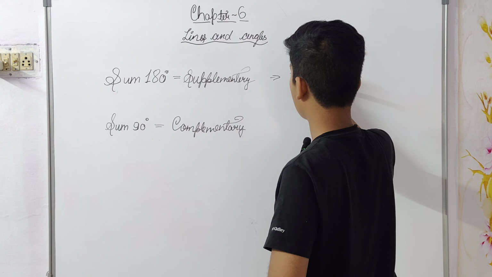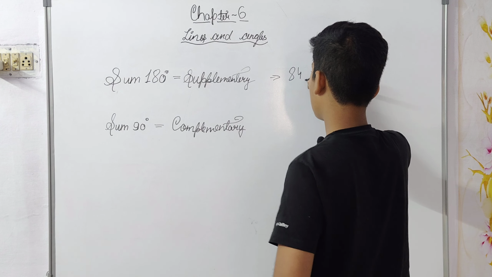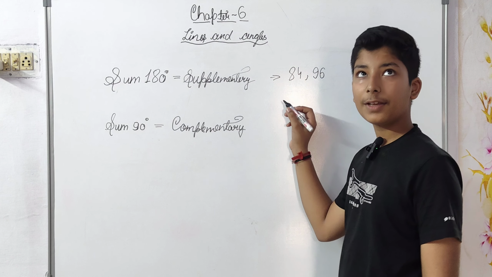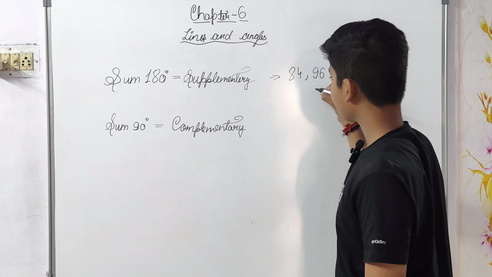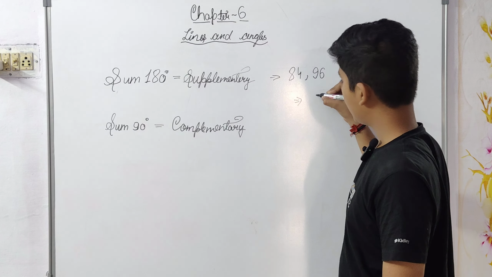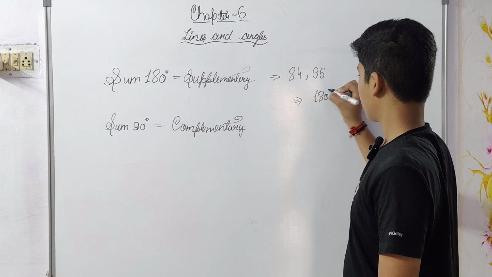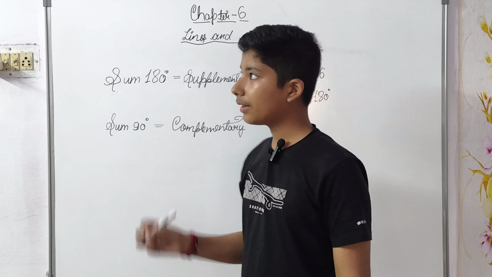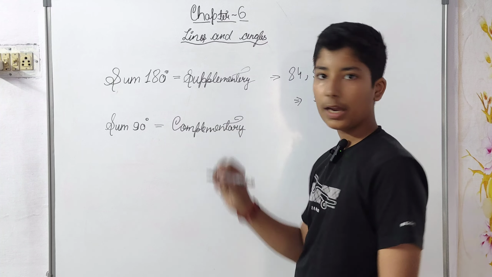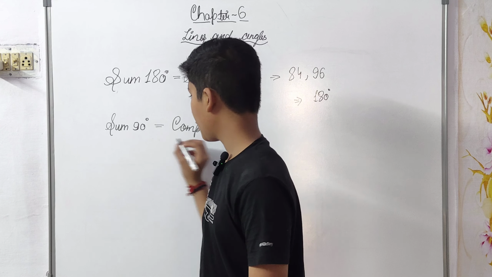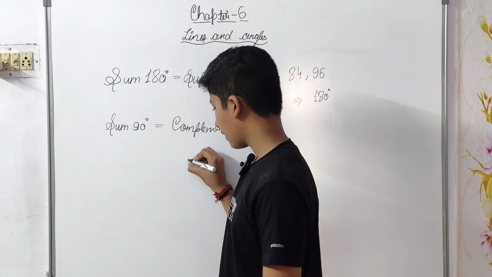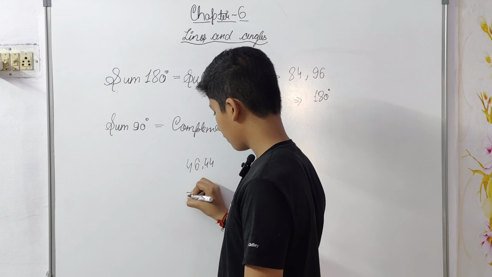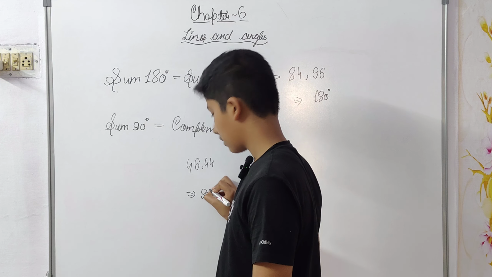Supplementary, let's say 84 and 96. Now if you add 84 and 96, what will come? It will be 180 degrees. Always when the sum is 180 degrees, they are supplementary angles. Same if you see a sum of 90 degrees. Let's again take an example, 46 and 44. If you add them, 90 degrees comes.